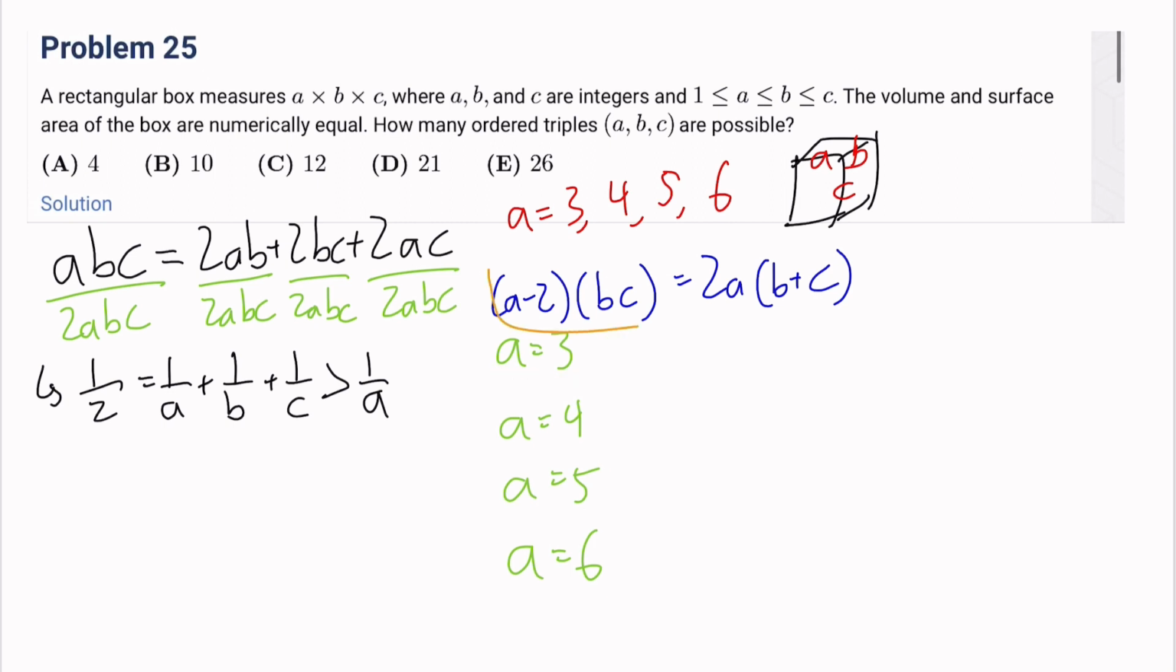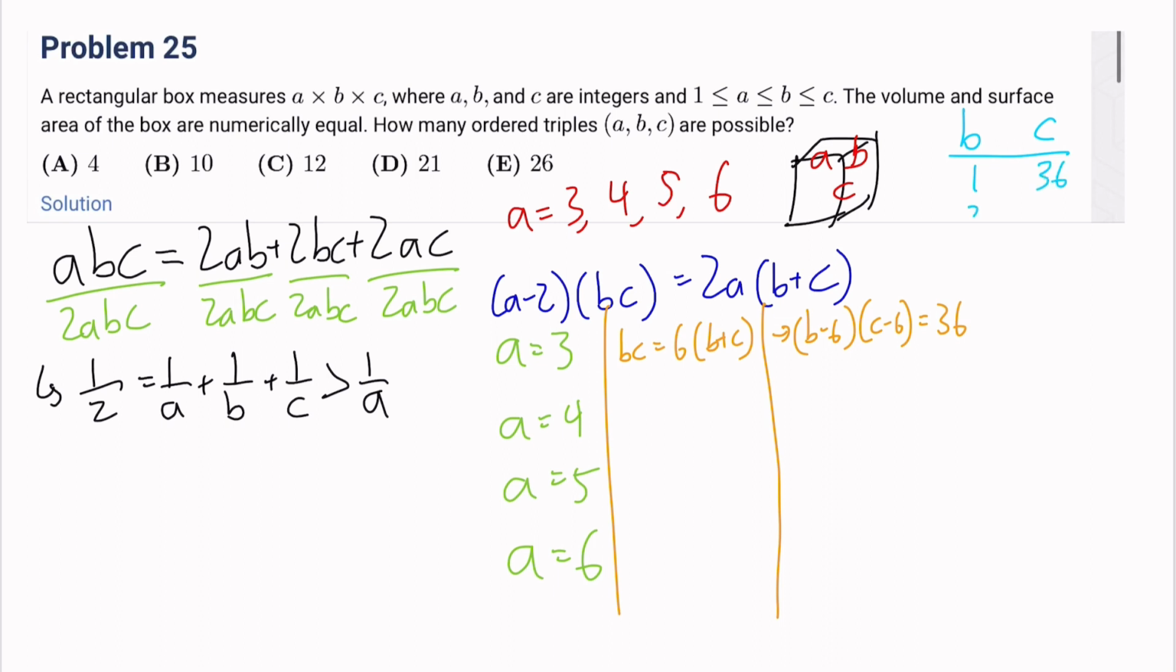And so if A equals 3, then this equation will be 3 minus 2, so it's 1. BC equals 6B plus C, right? And so this will make it so that B minus 6 times C minus 6 equals 6 squared, which is 36, and since B is less than or equal to C, the values for B minus 6 and C minus 6 can be 1 and 36, 2 and 18, 3 and 12, 4 and 9, or 6 and 6, right? And there are no other ways. So we have 5 possible ways when A equals 3.